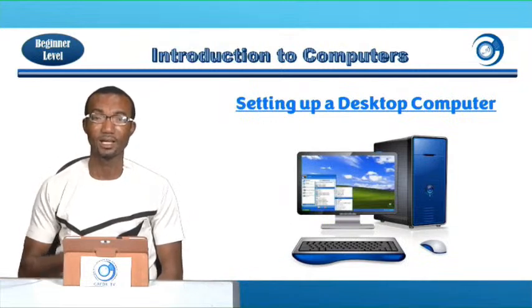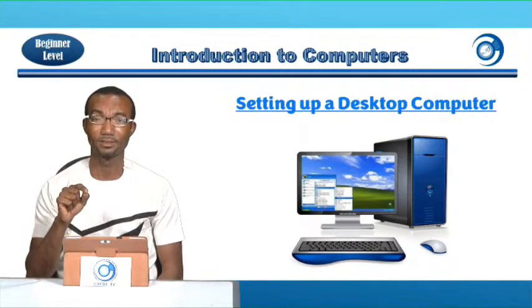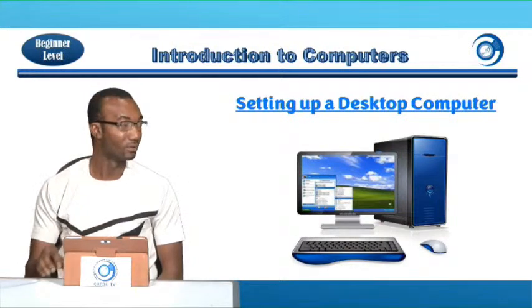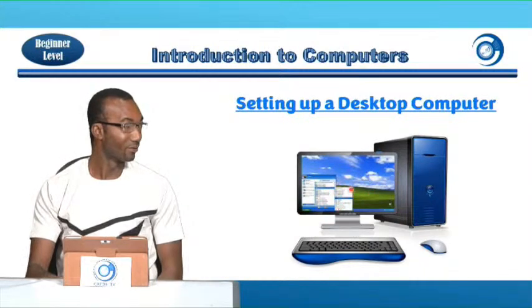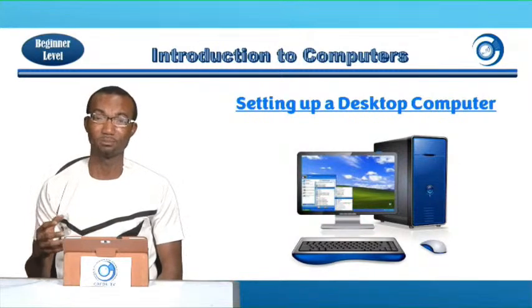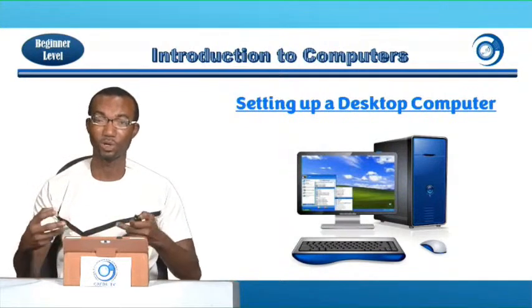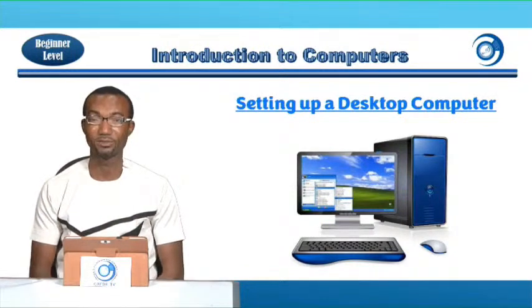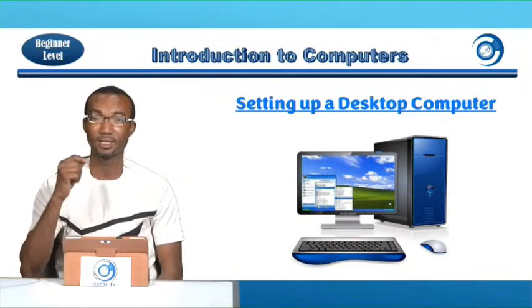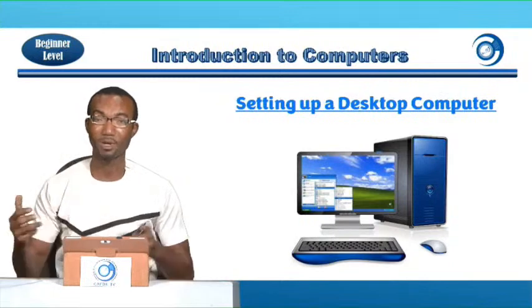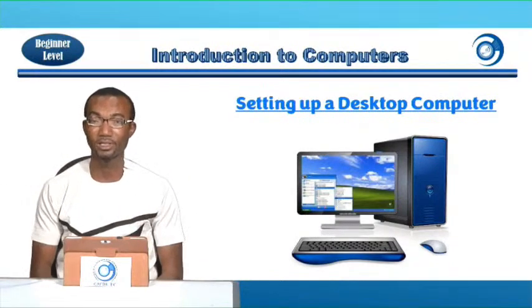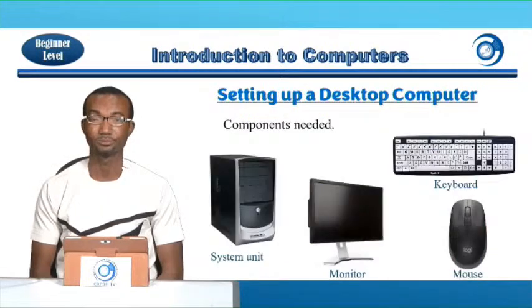Now let's look at how you can set up a desktop computer. You see that this form of computer has four separate components. How do I connect them so that they can all be connected to each other, and then I can use it? So that is what we are looking at. Assuming you go and buy a monitor, a system unit, a keyboard, and a mouse, how am I going to connect it to start enjoying the use of a desktop computer?